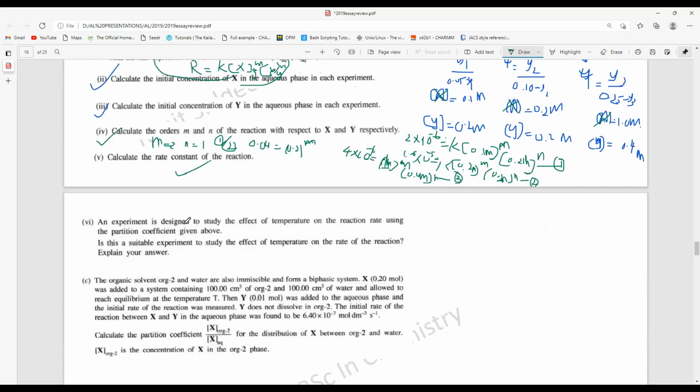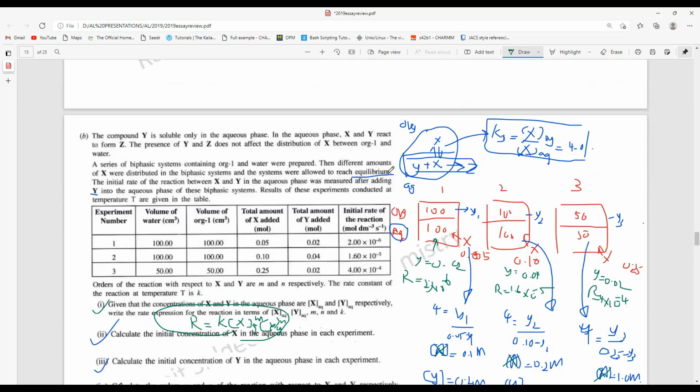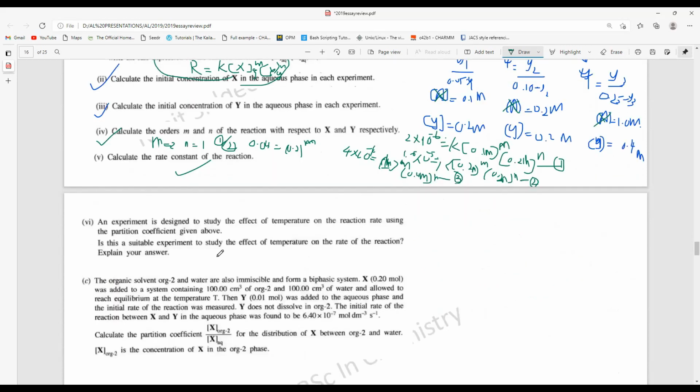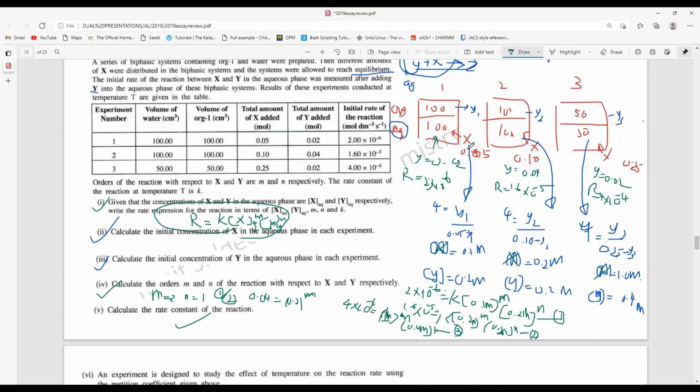An experiment is designed to study the effect of the temperature on the reaction rate using the partition coefficient given below. Okay, so an experiment is designed to check the temperature effect for this particular reaction. Is this a suitable experiment to study the effect of the temperature on the rate of the reaction? Explain your answer. So one important thing is, when you increase the temperature, it will definitely affect this reaction, x plus y giving z. There is no problem in that.